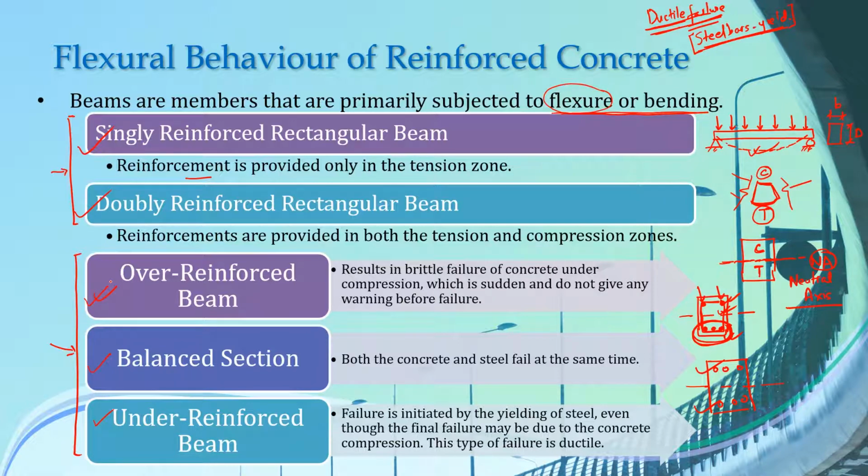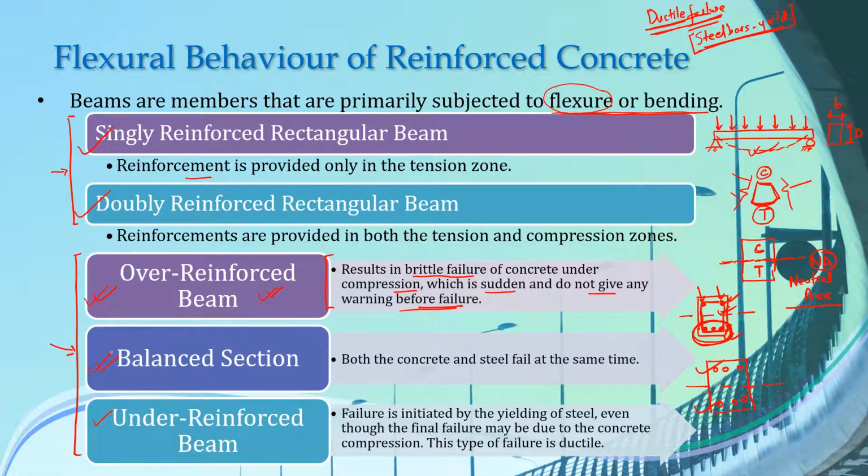An over-reinforced beam results in brittle failure of concrete under compression. This brittle failure is sudden and does not give any warning before failure. When you use an amount of reinforcement which is greater than that required as compared to the compressive capacity of the concrete, that may result in an over-reinforced beam, and thus an over-reinforced beam, when subjected to stresses, may result in brittle failure which is sudden and does not give any warning before failure.